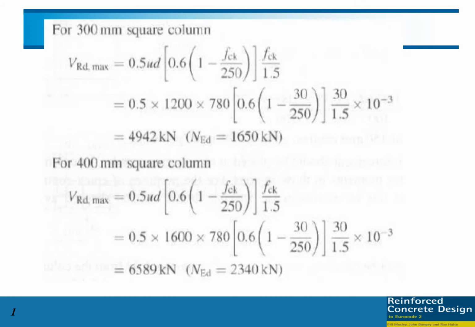For the 400 mm square column, we need to determine u, the perimeter of the column, so 400 plus 400 plus 400 plus 400, we have 1600. And then from this calculation, VRd,max for the 400 mm square column is 6589 kilonewton. This is also higher compared to the NEd, the ultimate load acting on this column, which is only 2340 kilonewton. So this one is also considered okay.